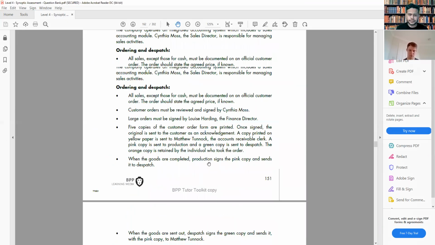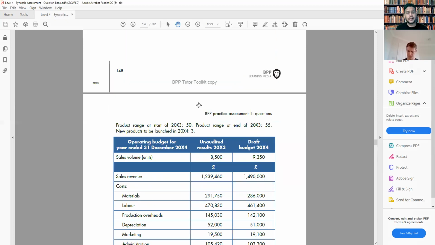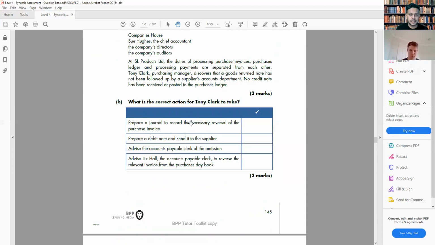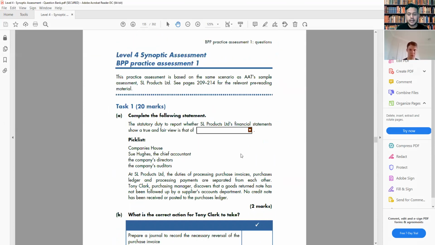All you have to do is practice the whole question bank, the way I always advise my students to revise for the Synoptic, because this will be your final exam. Number 1, you have to revise the whole question bank at least twice. Number 2, read the pre-release material. Reading the pre-release material is very important.